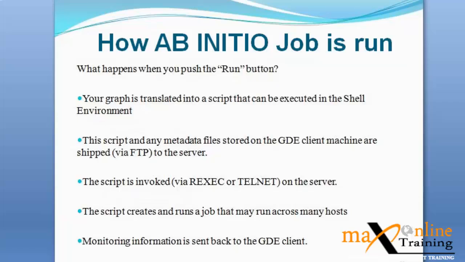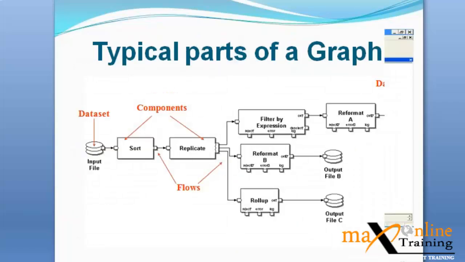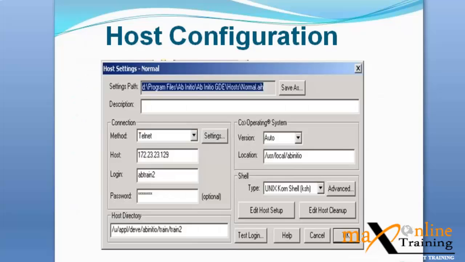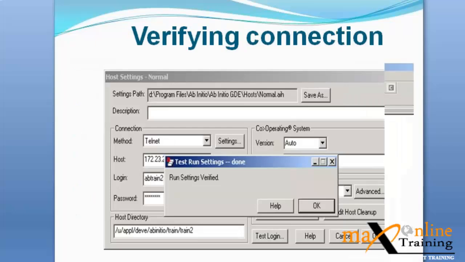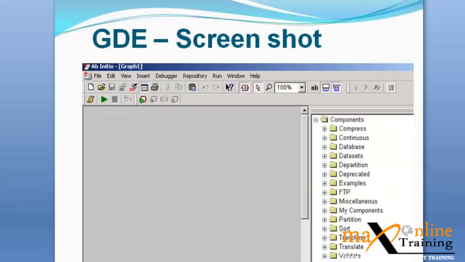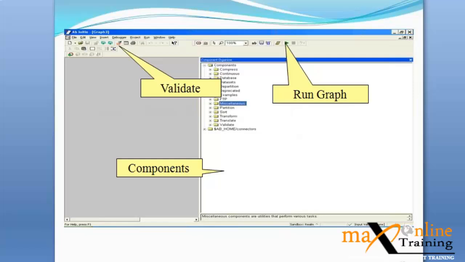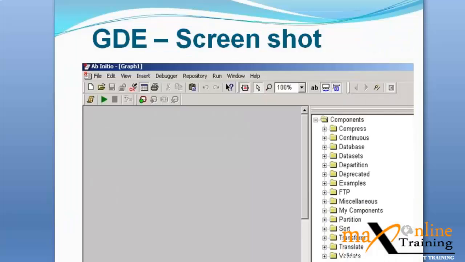Mm-hmm. So let me go back to the first slide. Okay. Now we have finished up the host settings menu, and in your GDE, on top of the GDE screen where it shows Ab initio graph 1, right? Yep. So by default it has opened a new worksheet or a new graph. Whether the area is grayed out or you're seeing a white screen. Great. In the left, grayed out. Just like the screenshot that you have, just like the screen I have.